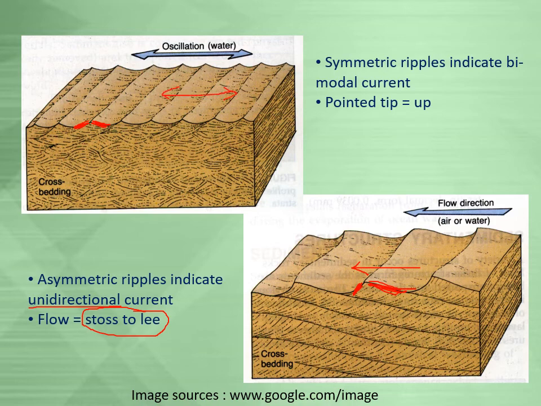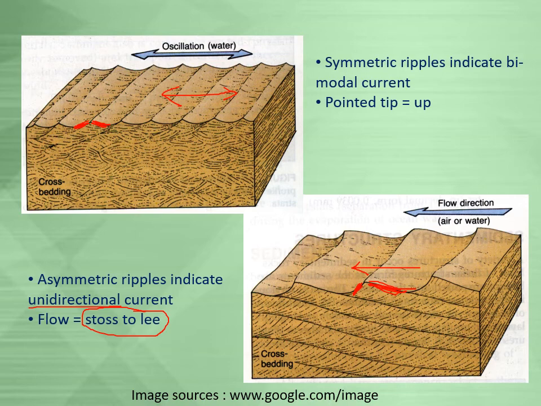That means the flow sometimes goes in this direction, sometimes goes in this direction. This oscillatory movement back and forth is the result of this kind of flow, and that is formed due to wave action. So these ripples are known as symmetrical ripple or wave ripple.